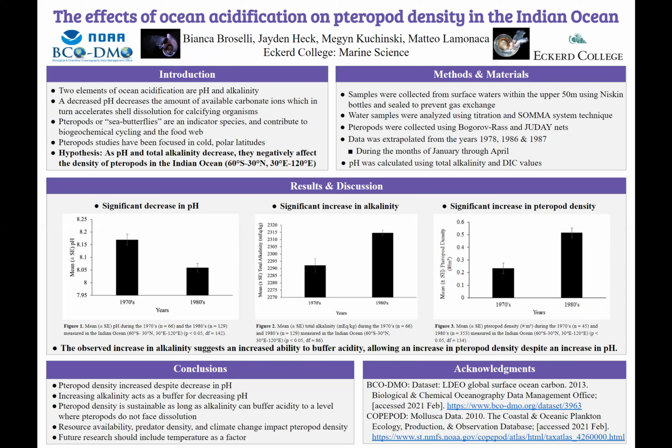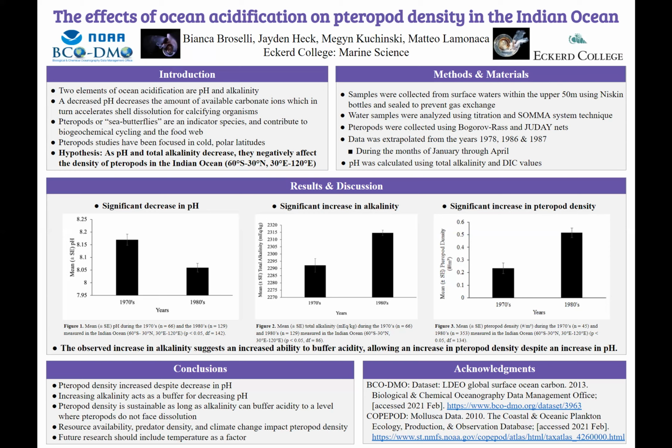In other research, we found that waters with a pH lower than 8.05 negatively affected pteropod density through a downregulation of genes and shell dissolution. Decreasing pH could still negatively affect pteropod density. However, the Indian Ocean may not yet be at a low enough pH to see these effects during this time period. Other factors that could have affected pteropod density are the availability of resources, predator density in the area, and climate change, specifically increasing temperatures.